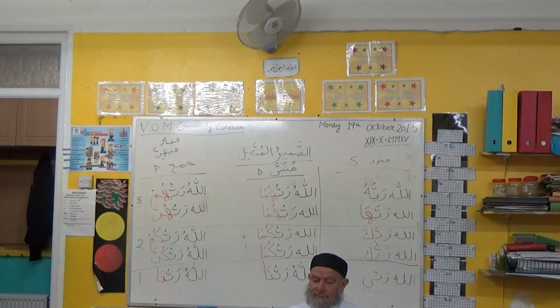Iyaka, ya, ka, na. إياك نعبد: you alone we worship. It's called the pronoun iyaka. The ka. Okay. Right.